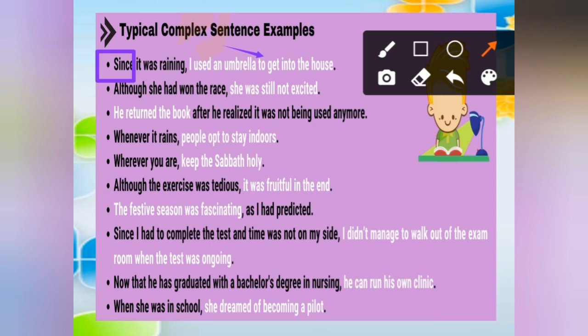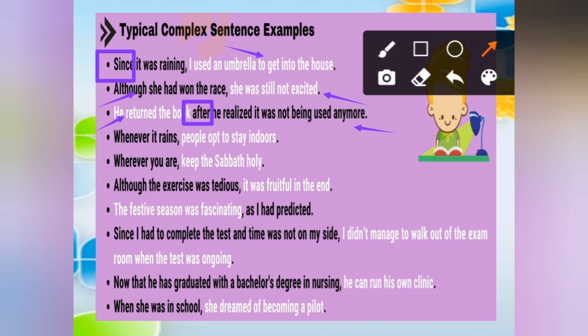Although she had won the race, she was still not excited. So again, conjunction is although. Found. That's why this is our dependent and this one is our independent. He returned the book after he realized it was not being used anymore. Now again, identify the word, it is after. So after is our conjunction. That's why this part is our dependent clause. He returned the book, this is our independent.